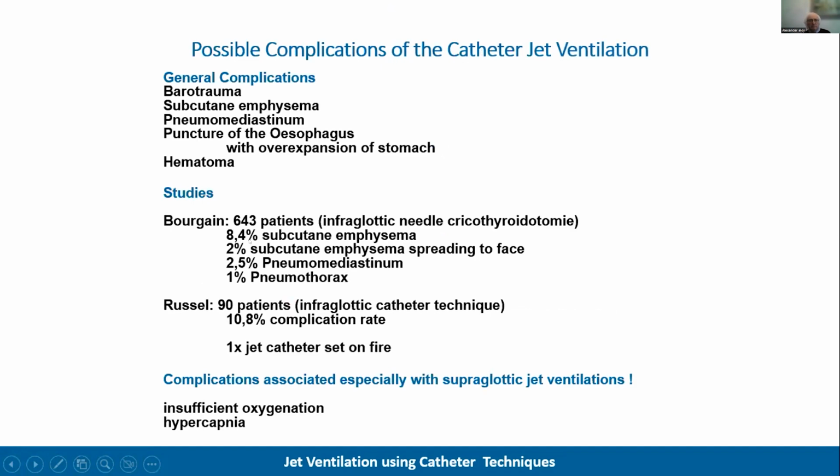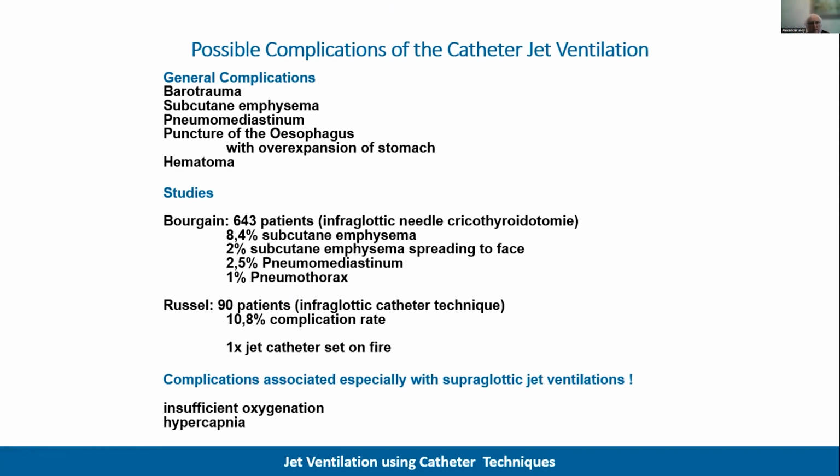And here you see possible complications of the catheter jet ventilation. General complications are barotrauma, subcutaneous emphysema, pneumomediastinum, puncture of the esophagus with overexpansion of the stomach, and hematoma.